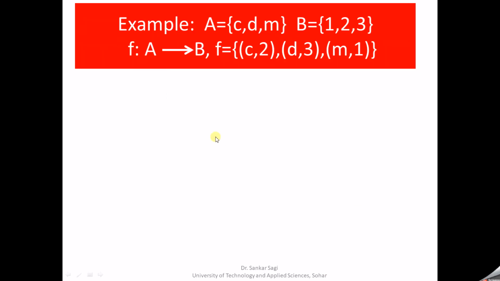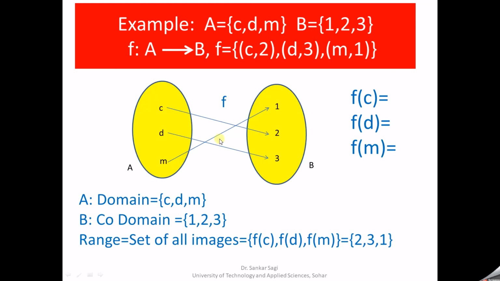Let us see an example. Take the set A equal to {c, d, m}, three elements, and the set B equal to {1, 2, 3}. And f is from A to B, so it is a mapping from A to B, defined by f equal to the set of all ordered pairs (c, 2), (d, 3), (m, 1). So the meaning is the element c is mapped to the element 2, the element d is mapped to the element 3, and the element m is mapped to the element 1.